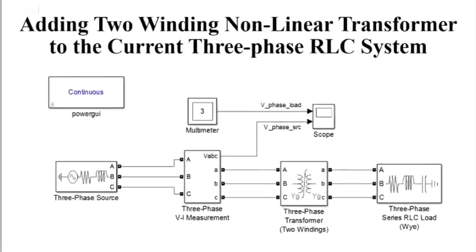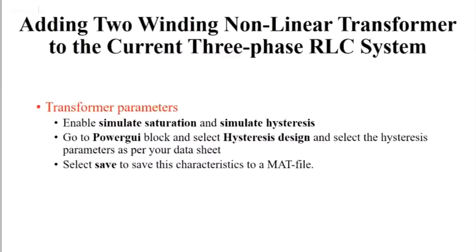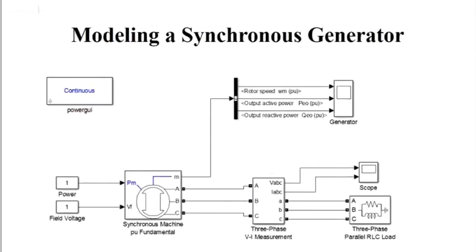So we have done this part up to adding the two-winding non-linear transformer. In the next case, we have also discussed it: enable simulate saturation, simulate hysteresis by clicking it. Then we go for Power GUI and hysteresis design. We have covered it, right? Now in the next case, we are going to model a synchronous generator. How to model a synchronous generator in MATLAB simulation.